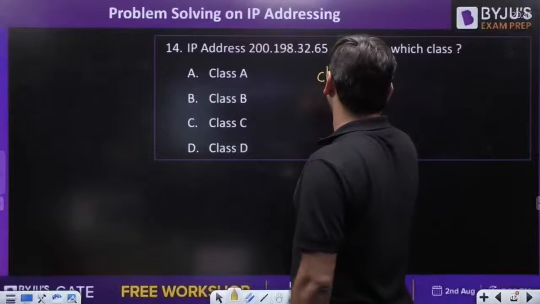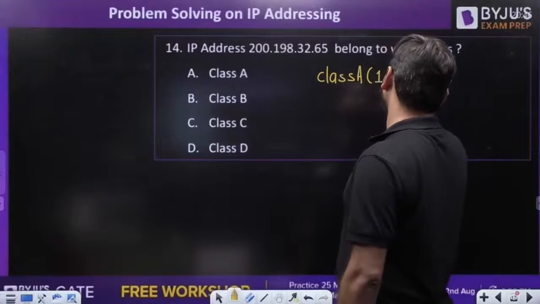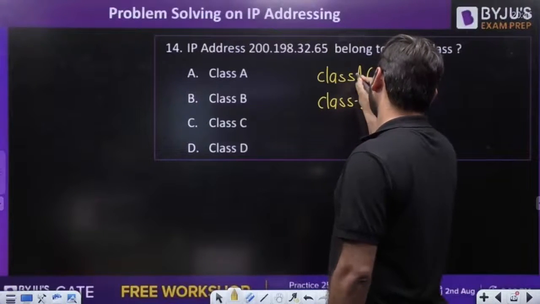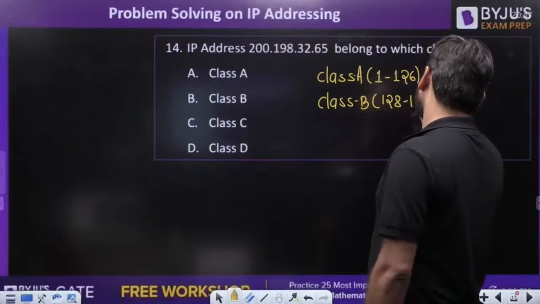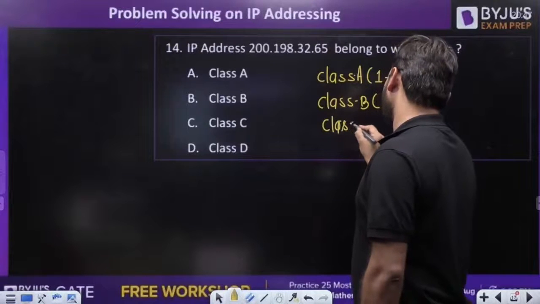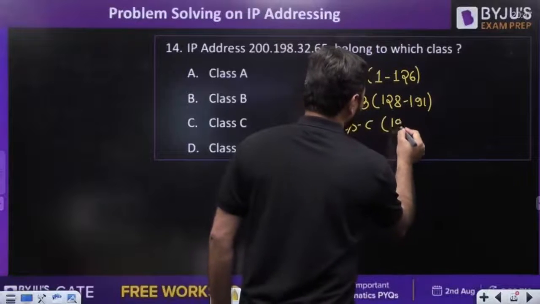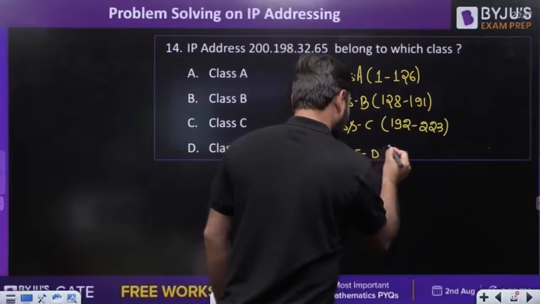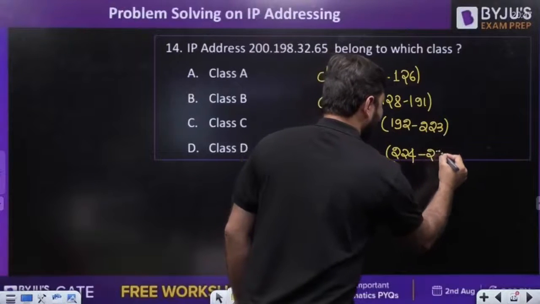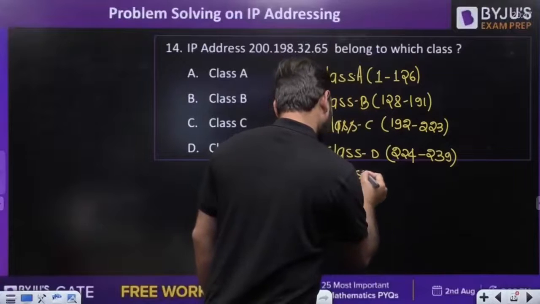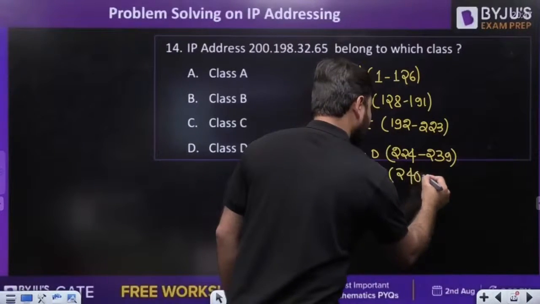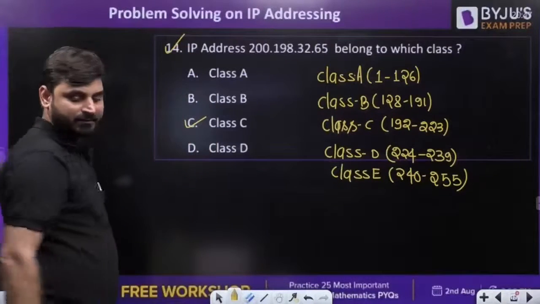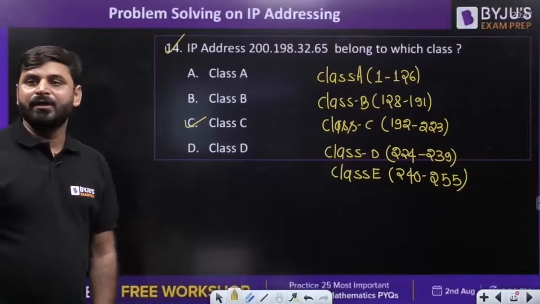So we know one thing: what is the range of class A? 1 to 126. Its first octet value is 1 to 126. What is the class B range? Class B range is 128 to 191. So your ranges will be revised here, and now you will not forget them. Class C range is 192 to 223. Class D is 224 to 239. And class E, my dear friends, is 240 to 255. So 200 comes under which? 192 to 223, which means class C. The correct answer for this will be class C. Is it clear to everyone?